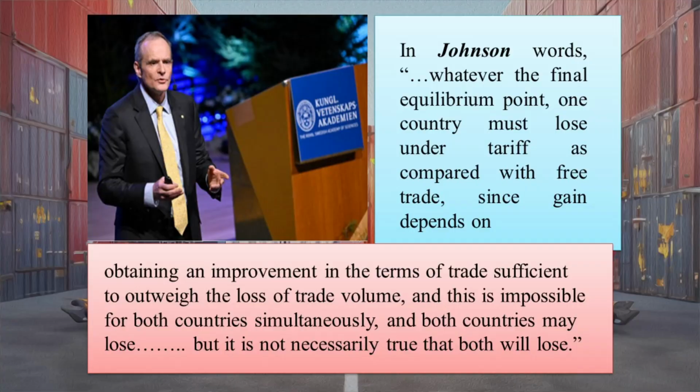So according to Johnson, if both the countries reach the equilibrium point, say in your diagram the final equilibrium point was P3, what will happen in this case? In this case, one country must lose under tariff. It may be country A or it may be country B as compared with free trade, since gain depends on obtaining an improvement in TOT. This is impossible for both countries simultaneously.